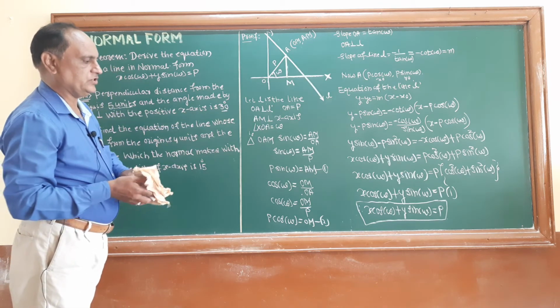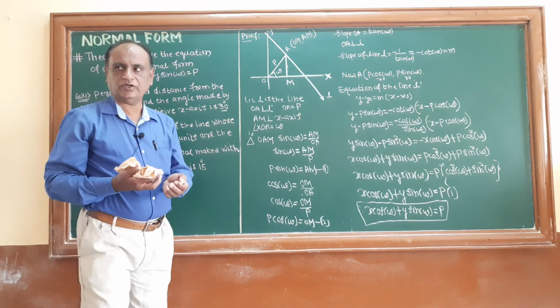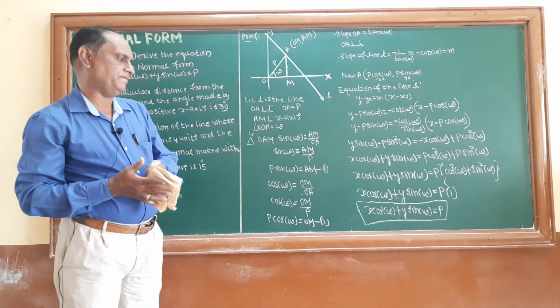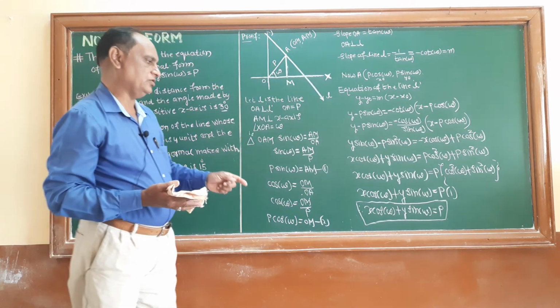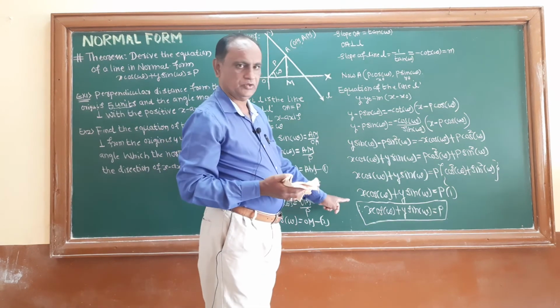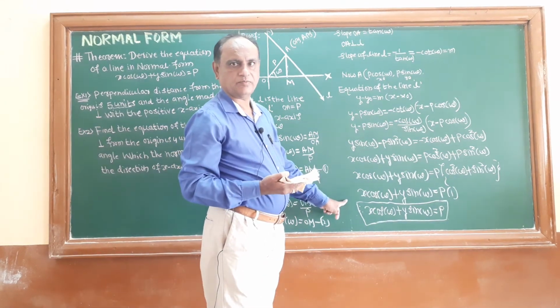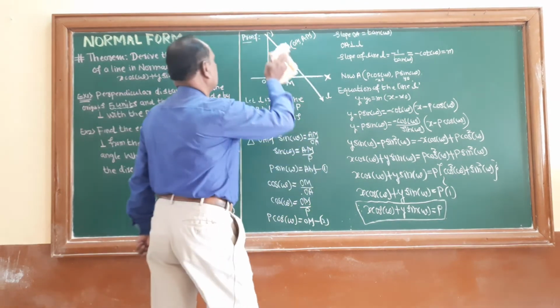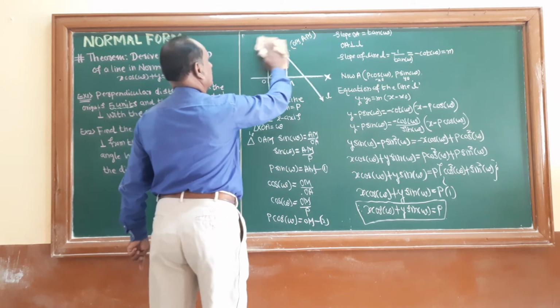So by using the normal form, x cos omega plus y sin omega is equal to p, use this formula and the answers to both problems should come. Okay, then come to the solution for problem number 1.